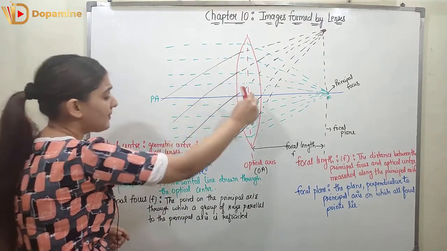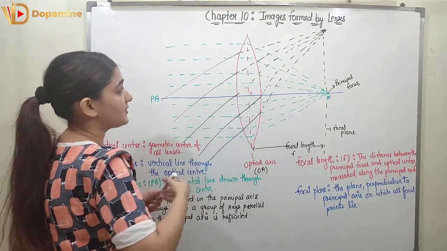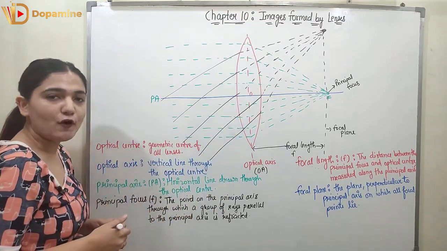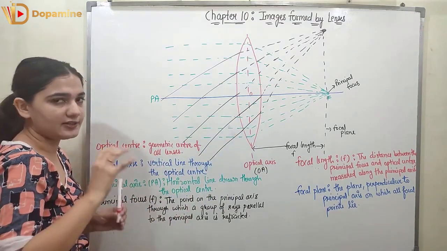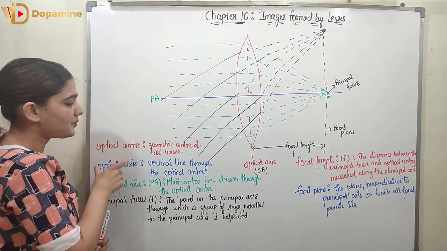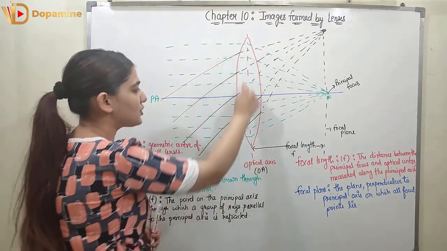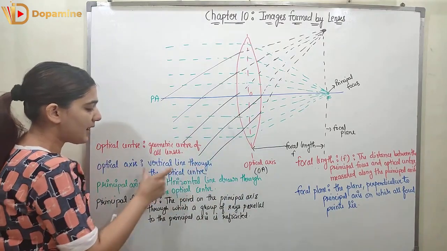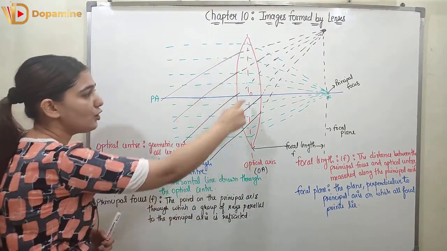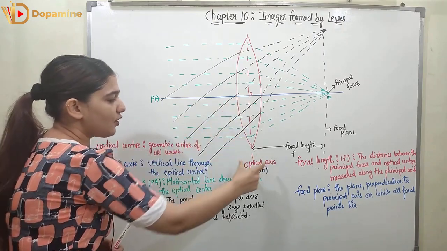Optical center is the geometric center of all lenses. So this is my lens. Exactly the center point of this lens is the optical center. The geometric center point is optical center. Then the optical axis. Optical axis is this axis which is a vertical line which is passing through the optical center, right? So this is the vertical line passing through the optical center O. So this is the optical axis.